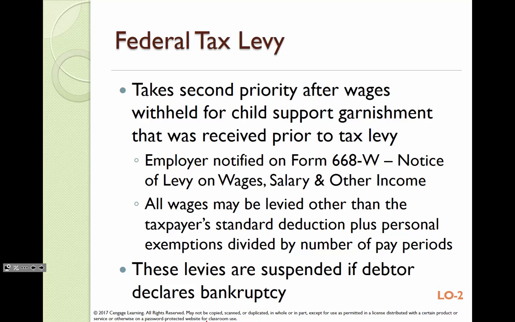What does this say? Take second priority. Oh, this is tax levies. So again, child support and tax levies are on the same level as far as priority of attachment. It depends upon which is filed first.